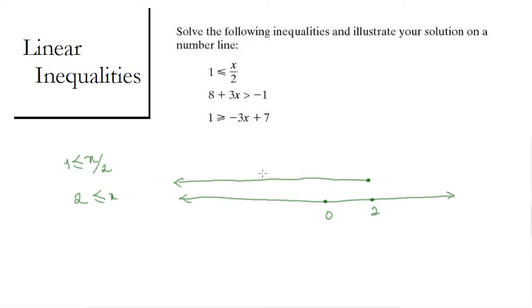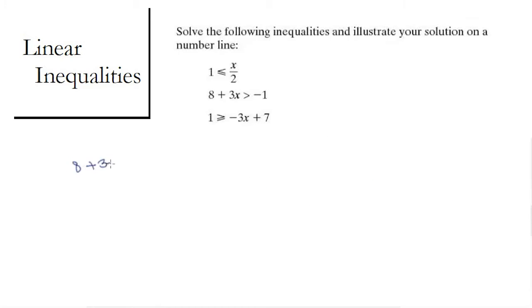And now you get to say that this represents one way to represent the range of x that satisfies 2 is less than or equal to x. Okay. 8 plus 3x is greater than negative 1. What that means is, subtract 8 from both sides. 3x is greater than negative 9.